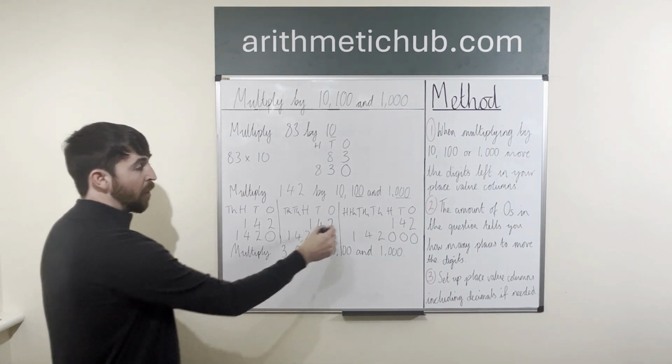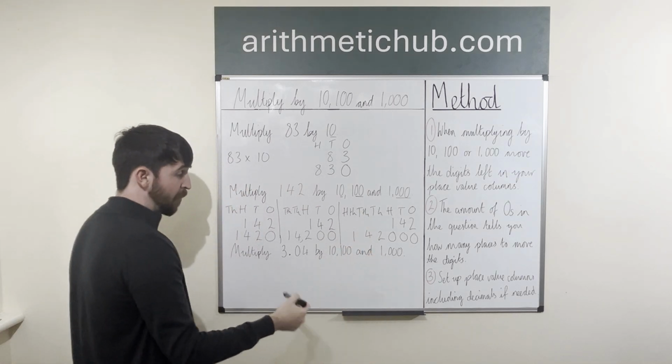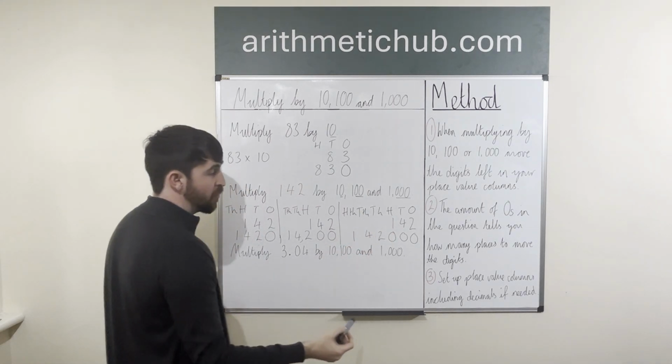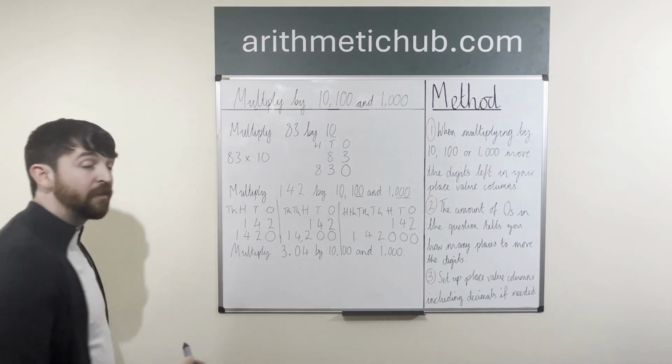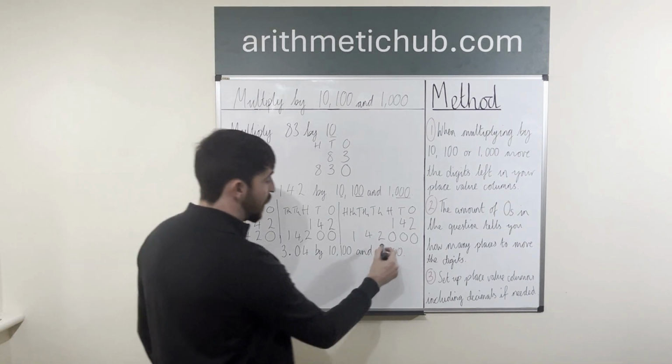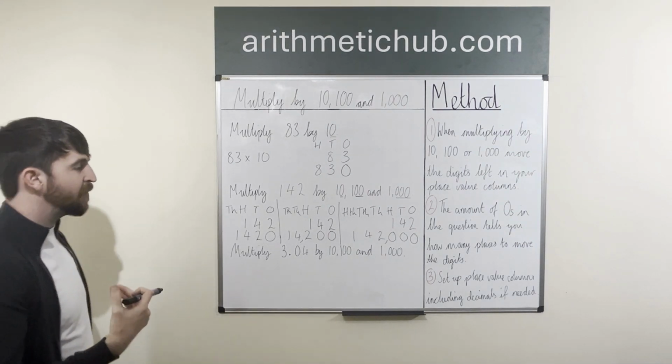So now I've got 1 in the 100,000s, 4 in the 10,000s, 2 in the thousands, and nothing in my hundreds, tens, or ones. So 142 times 1,000 is going to be 142,000. Let's just check and see if it passes the eye test.